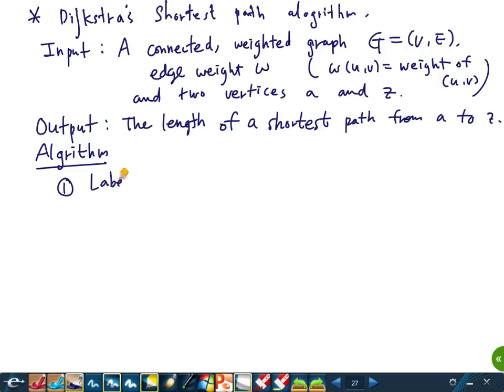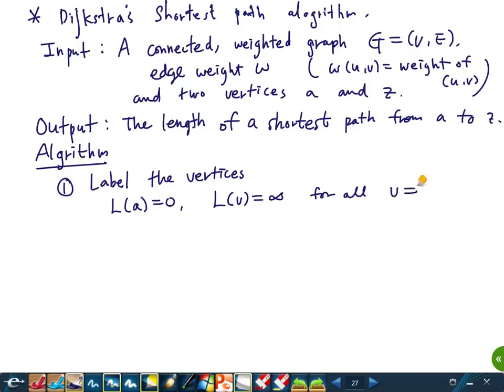So let me do this first: label the vertices. Initially, we label the vertices with numbers like this. The starting point A is 0, and all the other vertices V different from A are labeled infinity. Only A has label 0, and the other labels are infinity.